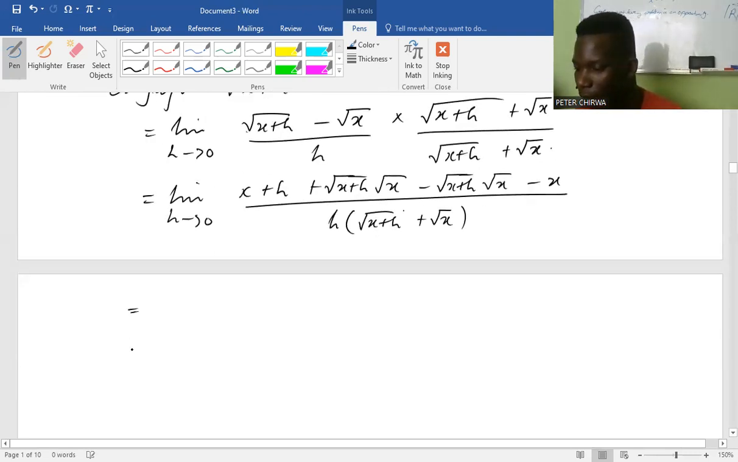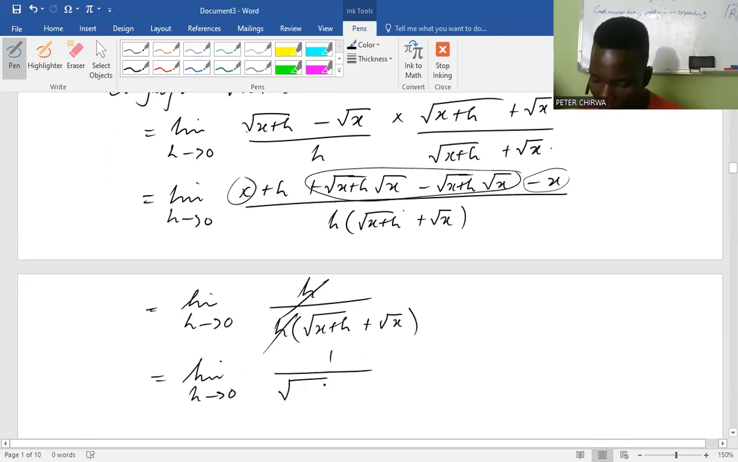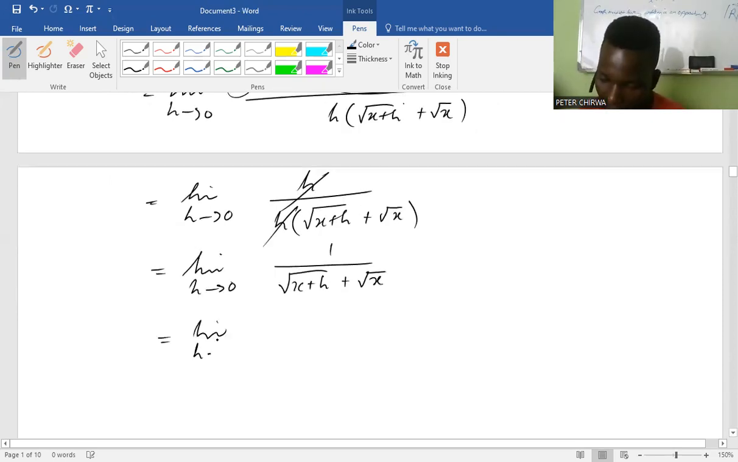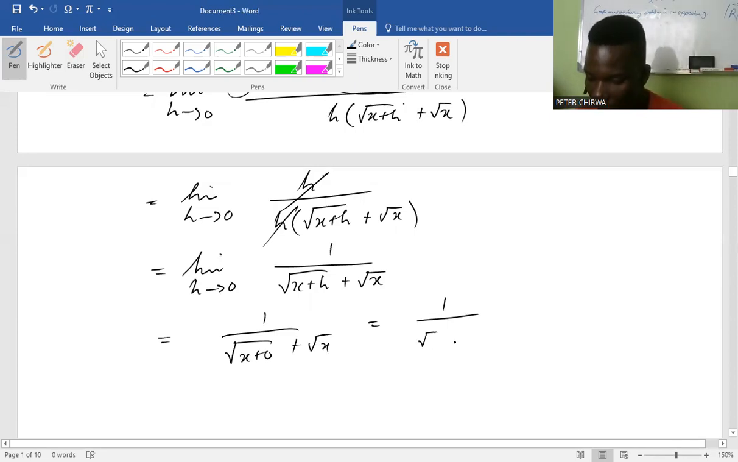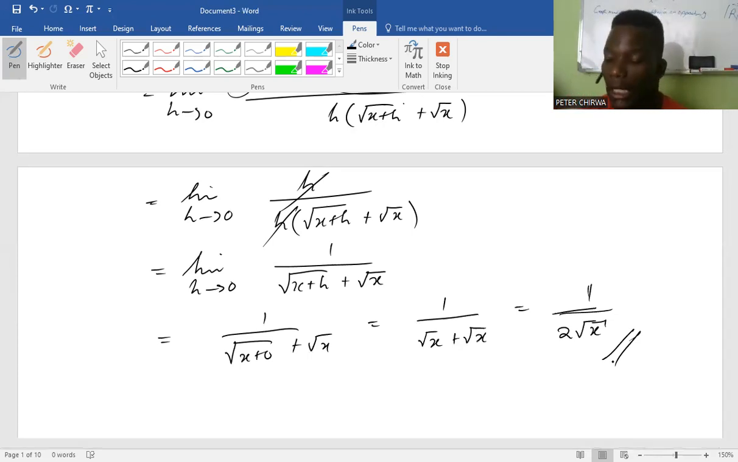So what we have now is x minus x, which gives us 0, so we're going to have the limit as h approaches 0, with h over h. We have 1 over the root like that. So we substitute. After substituting, we're going to have 1 over root x plus root x, and that is going to give us 1 over 2 root x. The derivative of root x is 1 over 2 root x.